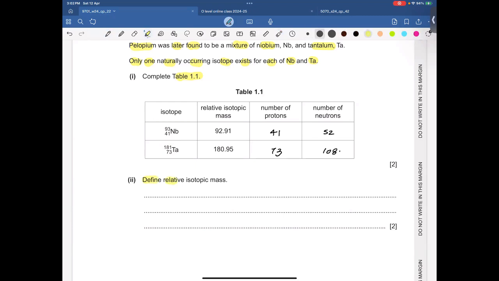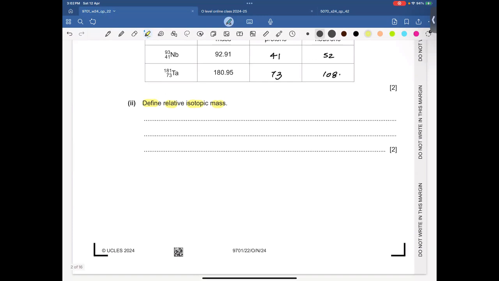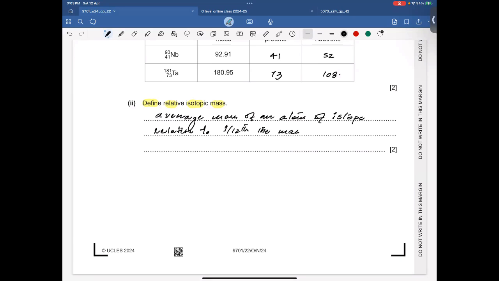Now the next part is define relative isotopic mass. So relative isotopic mass is basically the average mass of an atom of an isotope relative to one over 12 the mass of an atom of the carbon-12 isotope. All right.